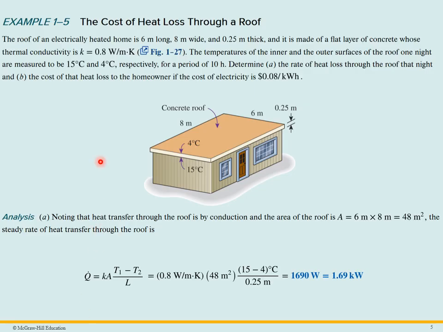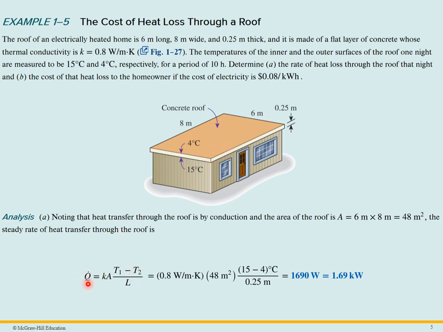So again, let's take a look at another example of this. The best way to learn these equations is to look at problems. Here we want to calculate the cost of heat loss through a roof. We have a kind of flat house with a rectangular roof that is 6 meters by 8 meters. It's made out of concrete, 0.25 meters thick, and on the outside it's 4 degrees C. On the inside of the house, it's 15 degrees C.